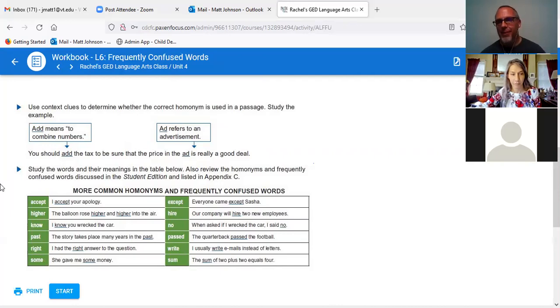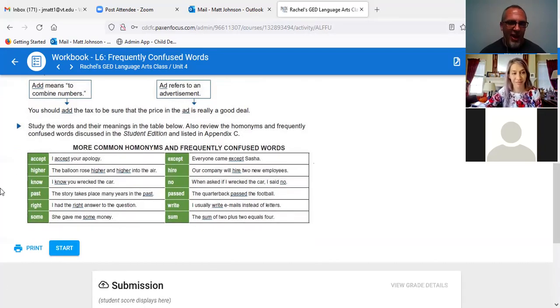So accept and except. That's one that you'll run into quite a bit, right? You accept an apology, and E-X-C-E-P-T you can think of as exceptions. So everyone came except Sasha. That is, it excludes. And those are kind of weird because they're almost antonyms too, right? Words that mean the opposite of each other. So accepting and excepting are almost the opposite of each other. I struggled with this so bad in school that I had to literally come up with a trick, and I did. Since except, like with excluding, has an X, I was thinking of it like X them out, like yep, get it.